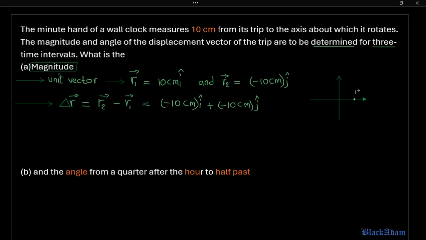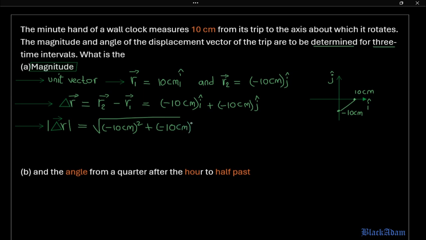So these are the coordinates that we have. We have 10 centimeters there on the i-axis, and then the j-axis, which is y, we have negative 10 centimeters. And then from there we need to find the absolute value of the change in displacement. So the absolute value uses the two coordinates that we have: negative 10 centimeters squared plus negative 10 centimeters squared.